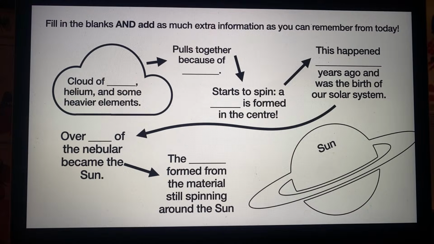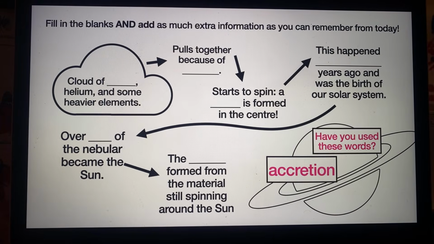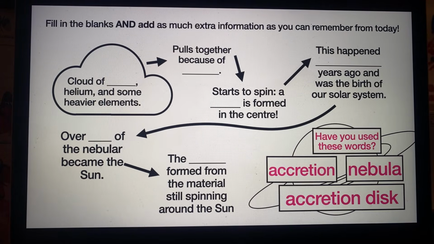Remembered your words. The word beginning with A. Have you put these words on? Accretion, nebula, accretion disk. Well done if you spotted the spelling mistake, by the way, that someone spotted yesterday, and I've got to correct it. How are you getting on? Shall we go through it, and then you can be seeing if you can add accretion and nebula and accretion disk if you didn't add those things.